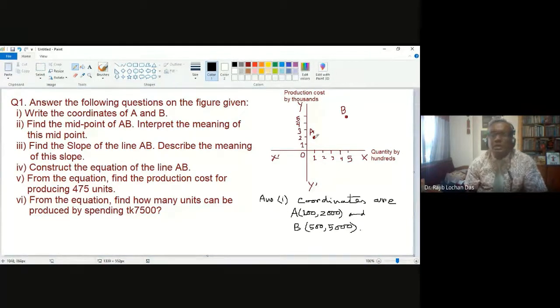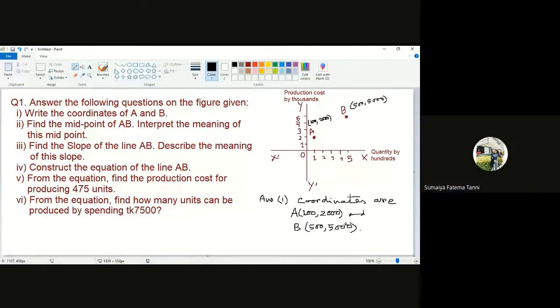And you can also write it here. You will write the same thing: 100 comma 2000, and 500 comma 5000. If you do not write this here, no problem, but you have to write A coordinates 100, 2000, B coordinates 500, 5000. Okay, that is the correct answer for question number 1.